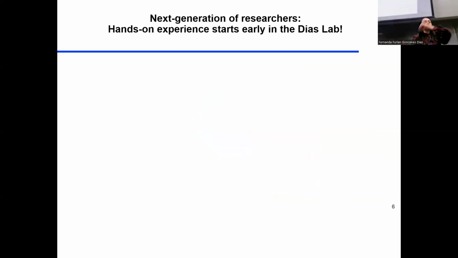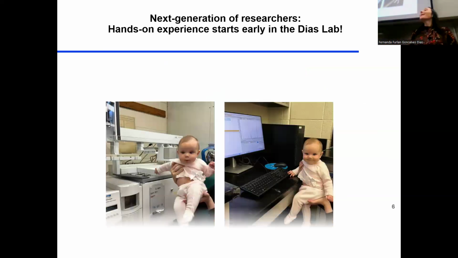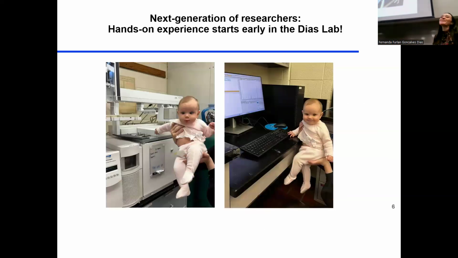In my lab, we are also training the next generation of researchers. We start very early. This is a baby girl. She's already doing some training on the GC. A little distracted, but this is my baby girl. She's 6 months, and this is Anna. She's already learning a little bit in the lab.